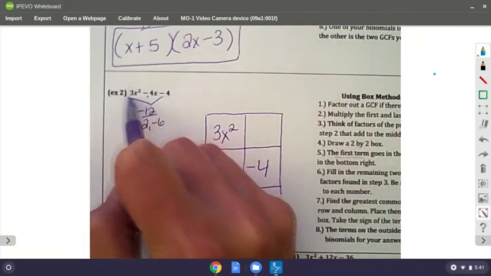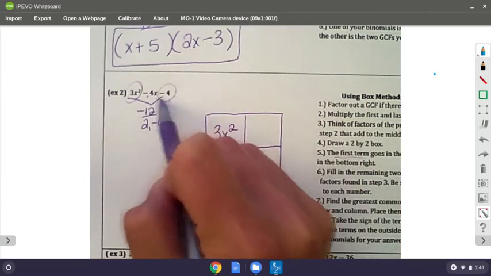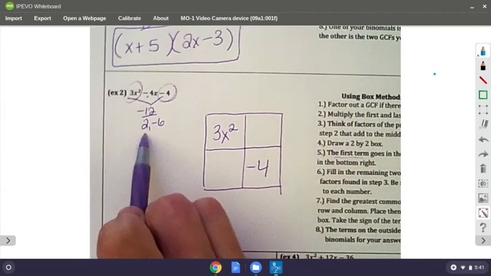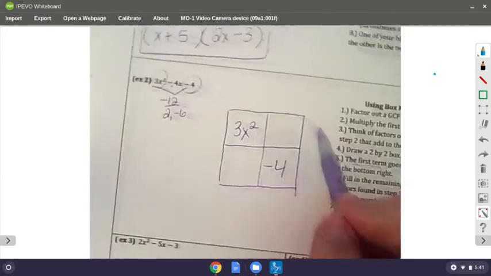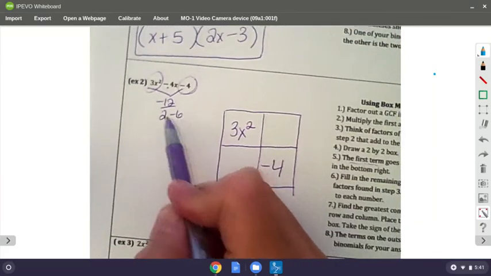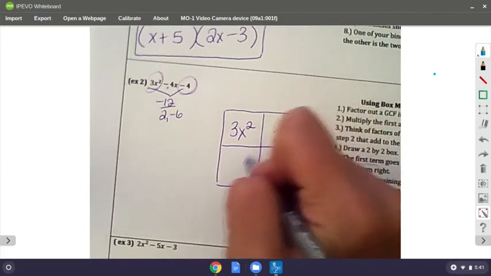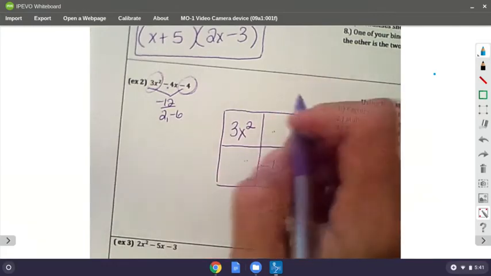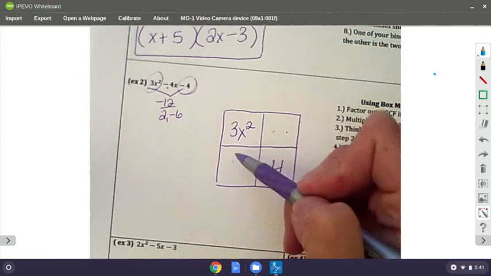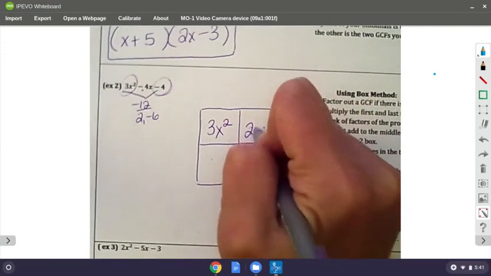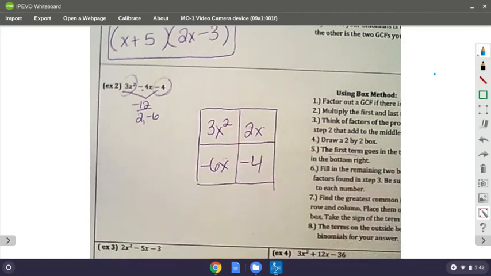So see, this goes in the top left. This goes in the bottom right. Now, this 2 and negative 6, if we were doing grouping up here, we would have split and wrote 2x minus 6x. Now we take these and we put them here and here, just with an x. So it doesn't matter where you put them. I can put 2x here and negative 6x here, or vice versa. So I'm going to put 2x here and negative 6x here.